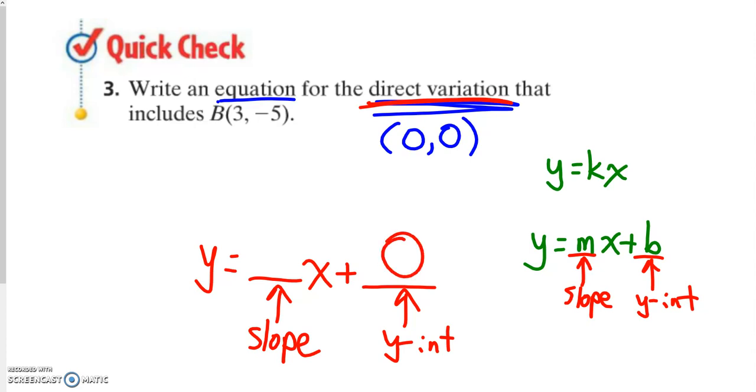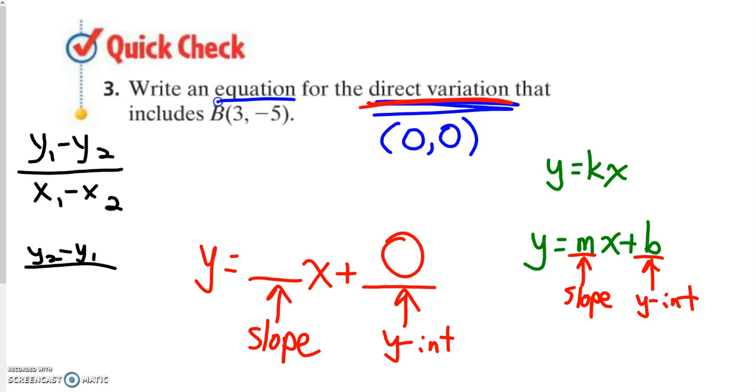So we got that part. Next, we need to find the slope. One way to find the slope is to use our formula, y1 minus y2 over x1 minus x2. Some people write it as y2 minus y1 over x2 minus x1. It doesn't matter which of those formulas you use, you're going to get the exact same answer. So let's try it. 3, I'm going to say, is my x sub 1, and negative 5 is my y sub 1. This would be my x sub 2, and this would be my y sub 2.